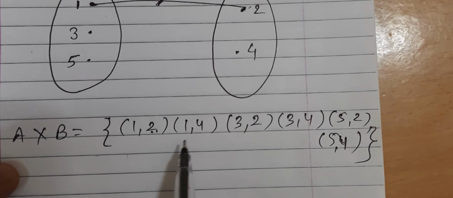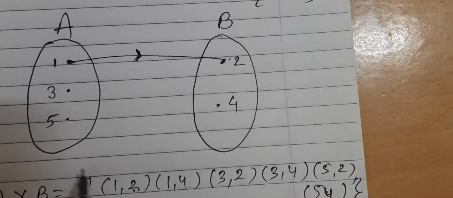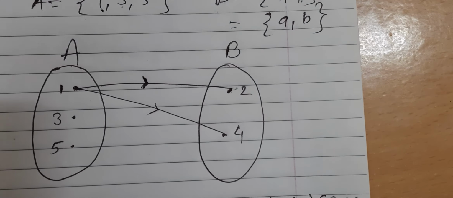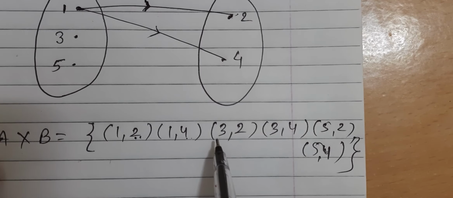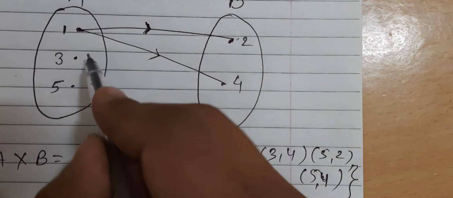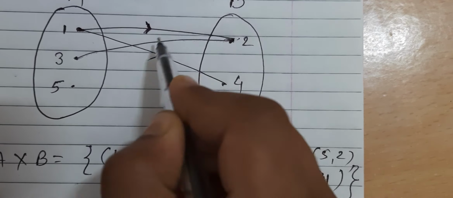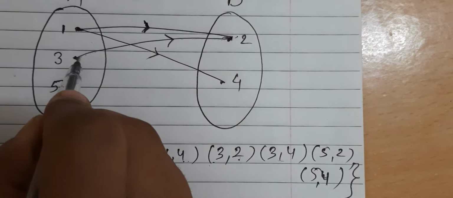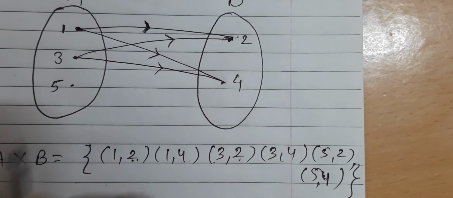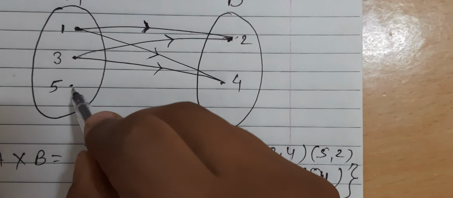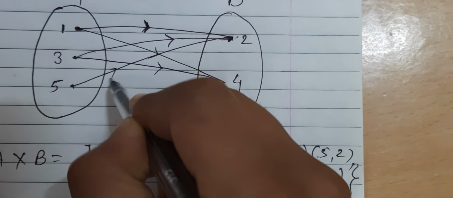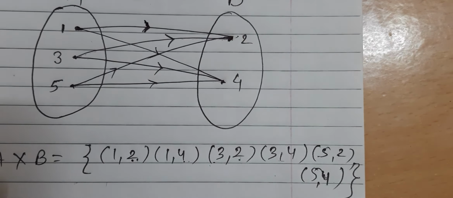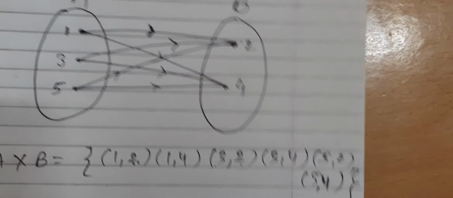The next is 1 4. So we'll join this 1 and 4 and we'll put an arrow. Okay, next is 3 2. So from 3 to 2 we will join and put an arrow. Then 3 4, we'll join 3 and 4, put an arrow. 5 2, we'll join 5 and 2, put an arrow. And then 5 4, we'll join this 5 and 4 and put an arrow. So that's it.